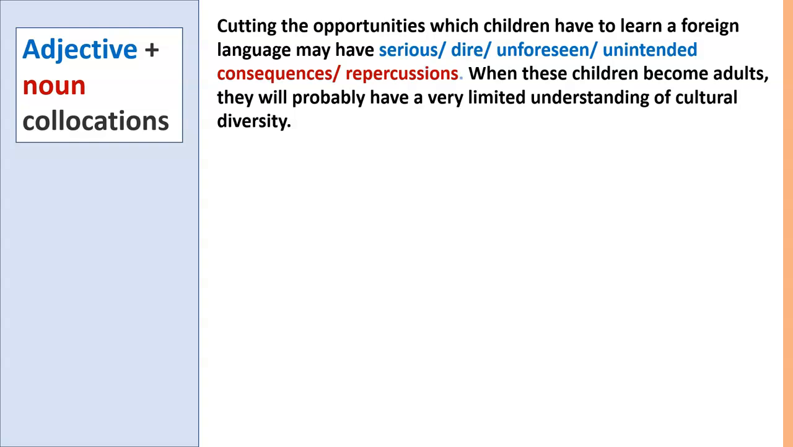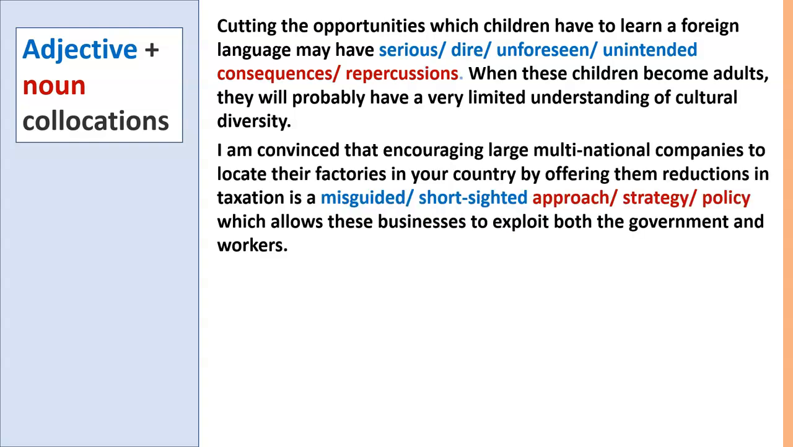Unintended consequences, unintended repercussions, unforeseen consequences, for example. These sound very formal and academic. And we also have nice collocations with nouns like approach, strategy, and policy. So if an approach is misguided, it is wrong. If it's short-sighted, then people haven't considered the long-term effect.